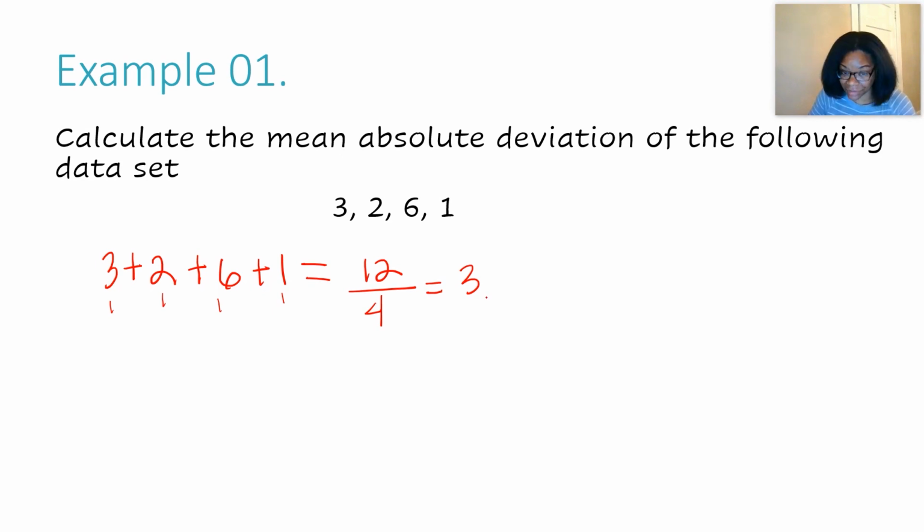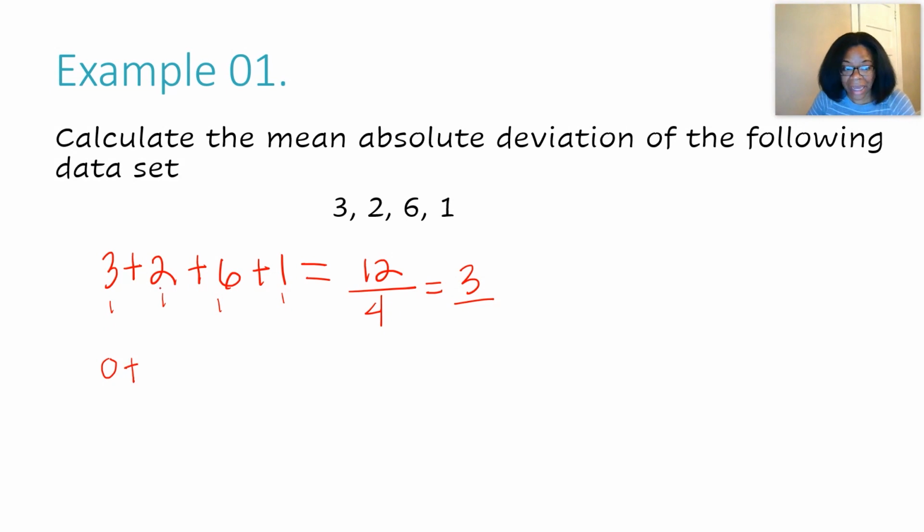Now we have another step to take. We need to calculate the deviation or the distance each one of these data points is away from our mean, which is 3. So I'm going to write a new data set down, okay? I'm basically creating a new set of numbers, and I'm going to start with the 3 and just go left to right. So how many numbers away from 3 is 3? 0 numbers away. So of my new data set, my first digit is going to be 0.